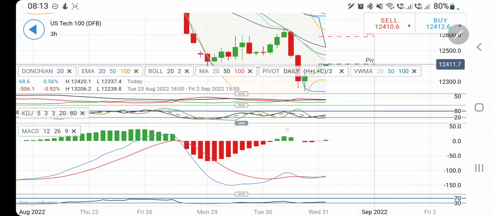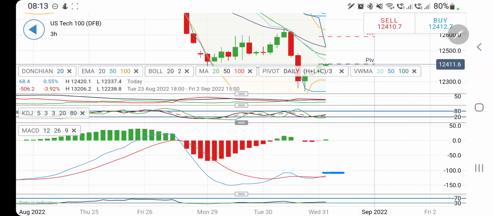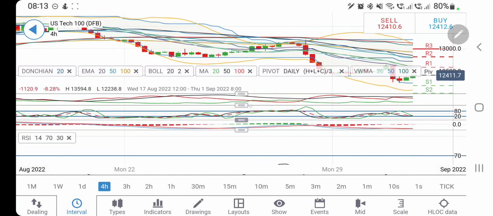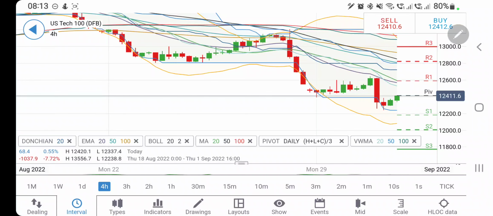Stochastic has hit a bottom, trying to rise, and from there it can again converge and drop possibly. If it is bearish, MACD has just crossed over, it is divergent. RSI is sloping upwards and giving a feel of a little bullishness there.